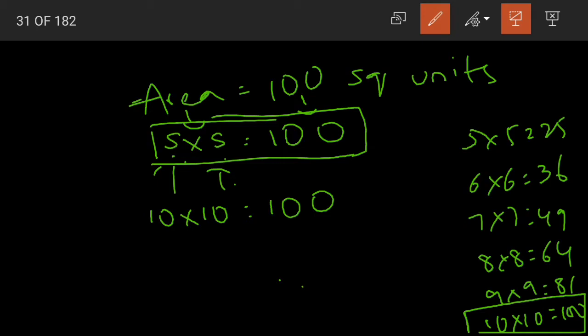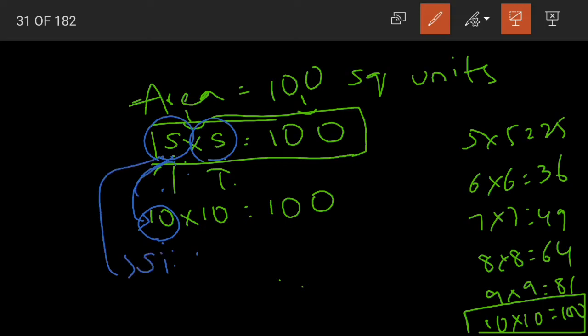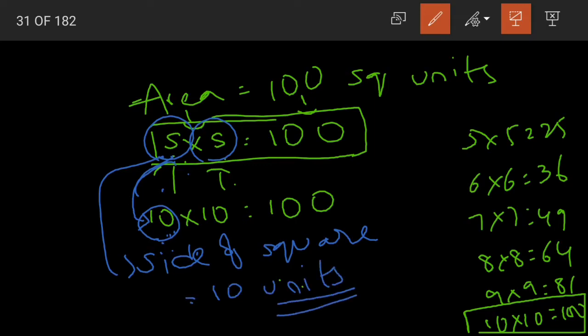We have 10 into 10 is equal to 100, and the formula is S into S. So what is the S from this, children? What can we understand? We can understand that the value of S is 10. That means the side of the square. What is S here? S is nothing but the side of the square, which is equal to 10. And what is the unit of measurement? Side of the square is equal to 10 units. The area is given in square units, so the length of the side will be given in units.